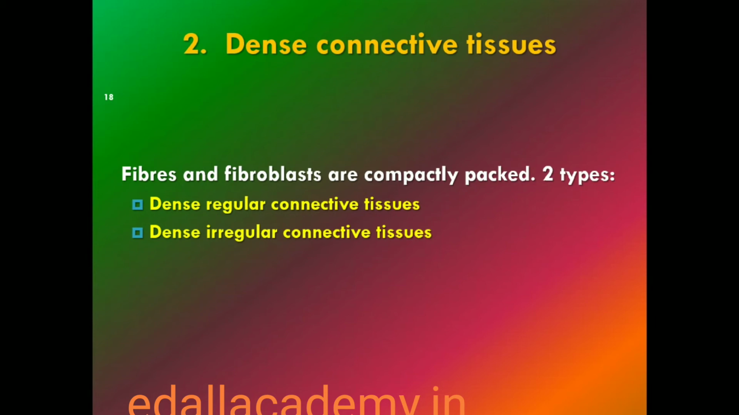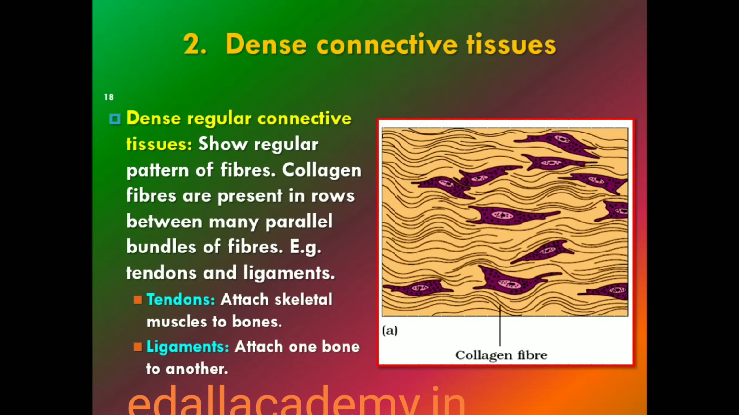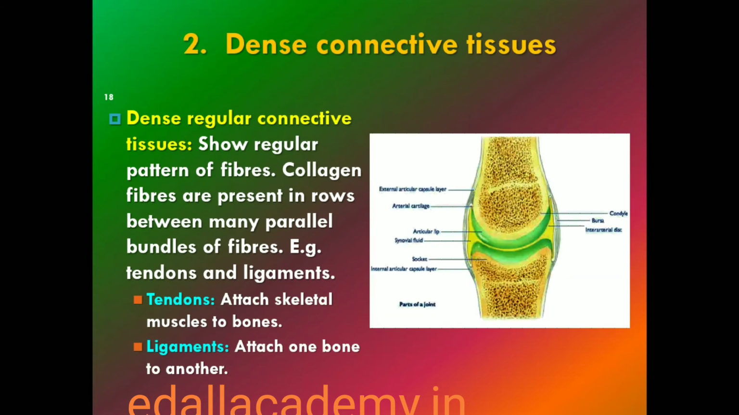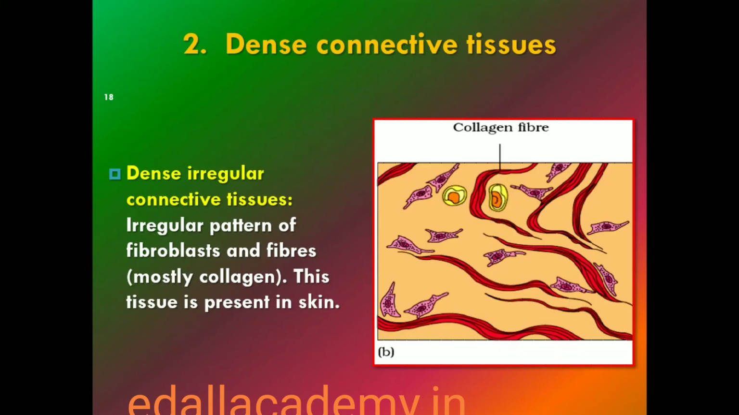Fibers and fibroblasts are compactly packed in the dense connective tissues. Orientation of fibers shows a regular or irregular pattern, and the tissues are called dense regular and dense irregular tissues. In the dense regular connective tissues, the collagen fibers are present in rows between many parallel bundles of fibers. Tendons, which attach skeletal muscles to bones, and ligaments, which attach one bone to another, are examples of this tissue. Dense irregular connective tissue has fibroblasts and many fibers, mostly collagen, that are oriented differently. This tissue is present in the skin.